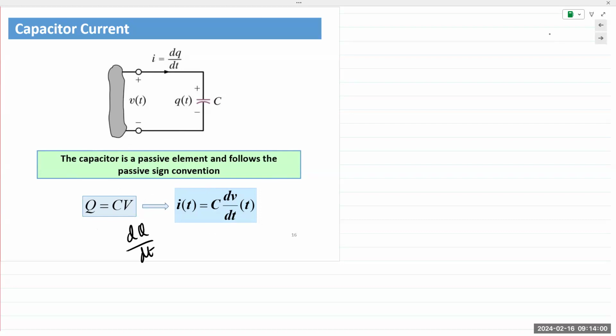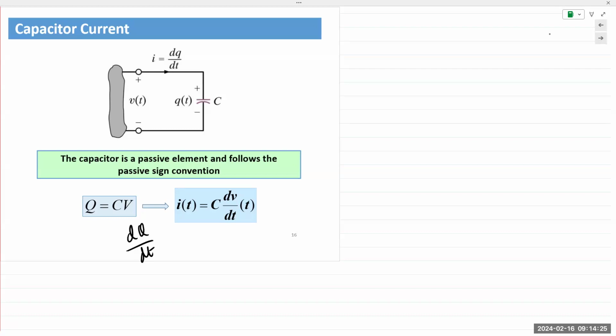Now, here you see the form of this equation is exactly the same as what we had for the inductor. For an inductor, it was voltage equals L di over dt, right? Here it is capacitor current, which is a function of the voltage. So capacitor current I is equal to C dV over dt.